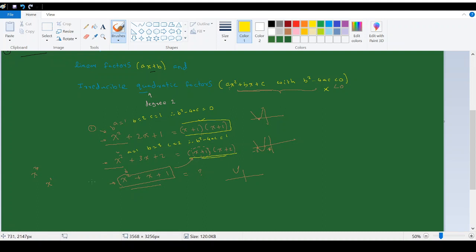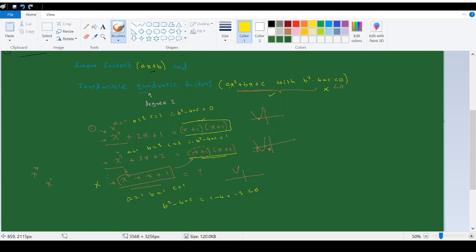But in the third example, a is equal to 1, b is equal to 1, c is also equal to 1. Therefore b squared minus 4ac will be equal to 1 minus 4, which is equal to negative 3, and that is less than 0, right? So this condition holds true. In other words, this cannot be factored into linear factors.